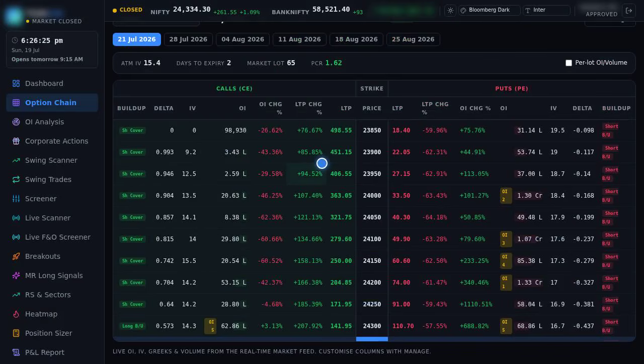Now, the PCR, the put-call ratio, shown right here in the summary strip so you never have to calculate it yourself. The idea is simple. It's the total put open interest divided by the total call open interest across the chain. If the PCR is above 1, there are more puts open than calls, and that is generally read as supportive or bullish, because it means put sellers are confident the floor will hold. If it's below 0.7, it's call heavy, meaning heavier resistance sitting overhead.